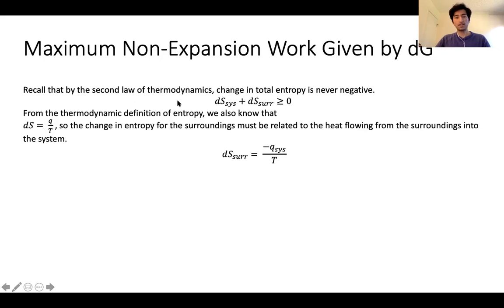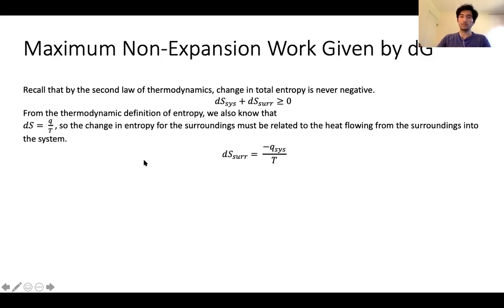From the second law of thermodynamics, the change in total entropy is never negative. That's what allows you to write this expression here. Even if an individual system has an entropy change that might be either positive or negative, you can always conveniently define the surroundings to be everything that is not the system. Then when you're thinking about the entropy change for the entire universe, it will either be zero if it's an equilibrium type process, or greater than zero if it's a spontaneous process.